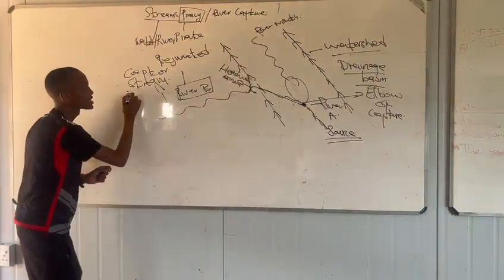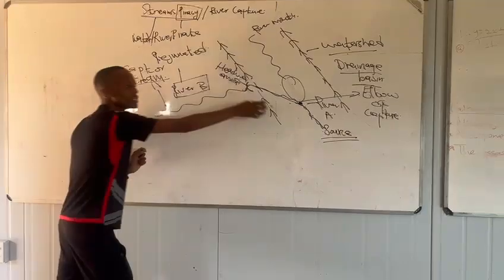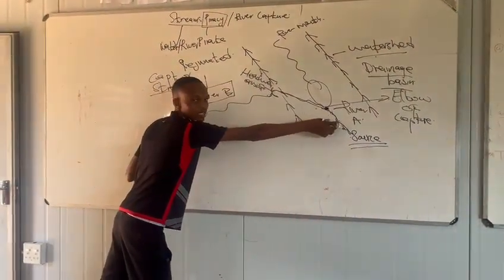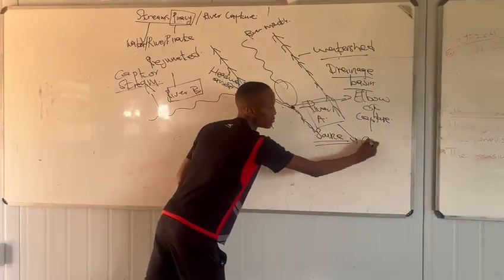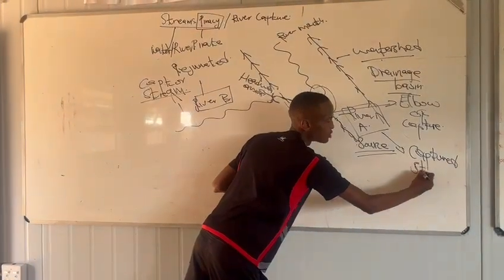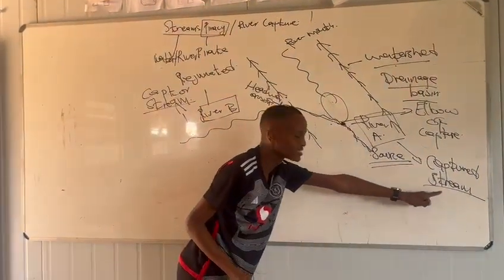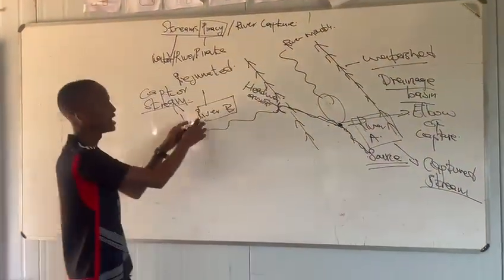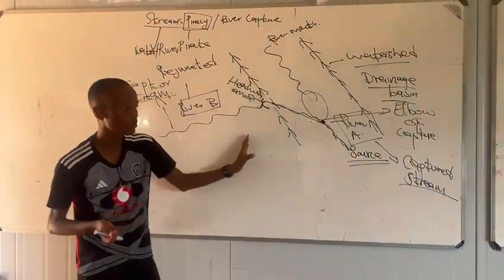So what is meant by a capture stream? It's a stream that has captured the water of, that has stolen the water of a captured stream, which is river A. River A we are basically going to call a captured stream. So here we are, a captured stream. What are we basically referring to? We are referring to a river that has lost its water due to being stolen by a capture stream. So this is what is basically happening.